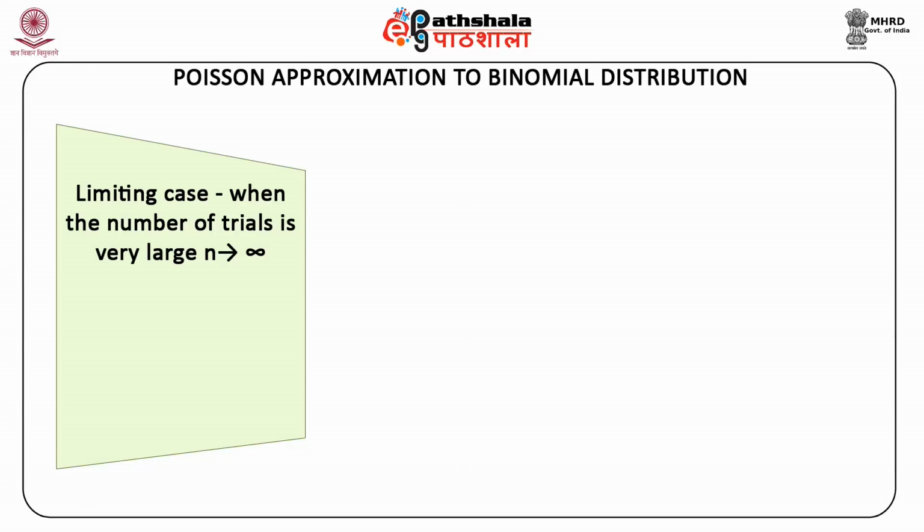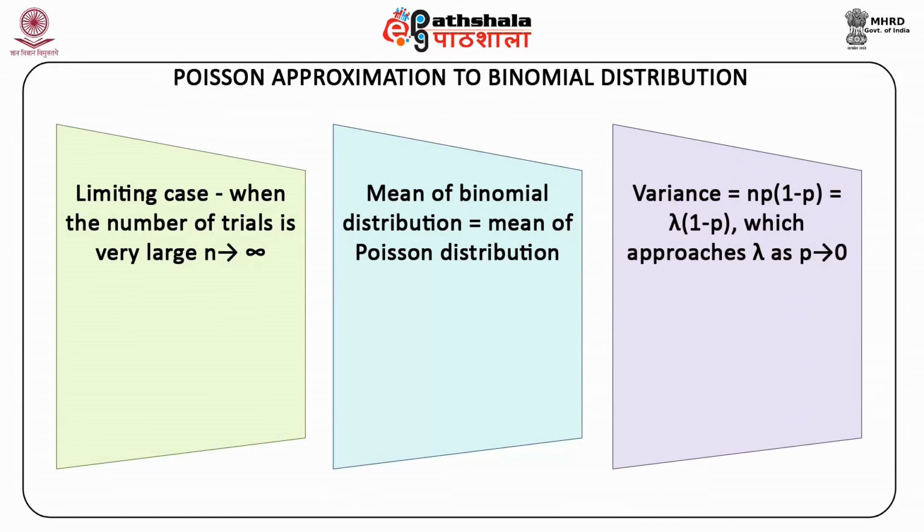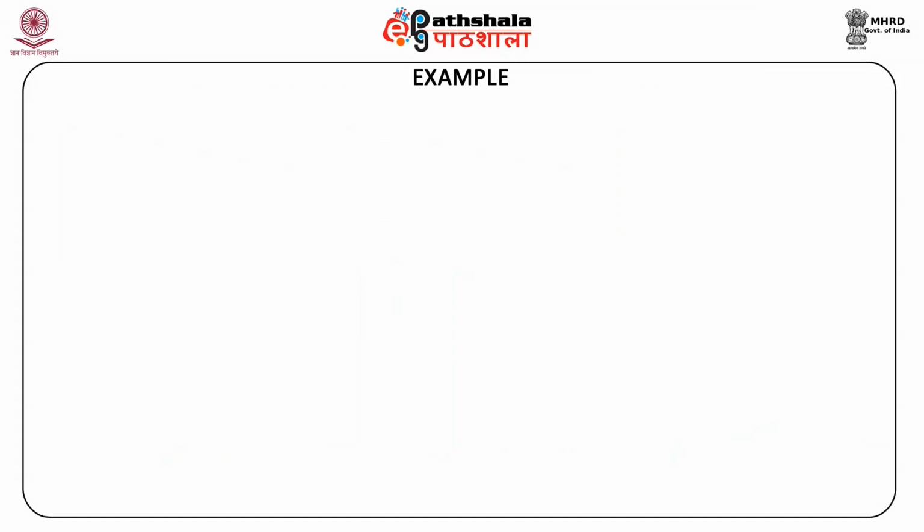The Poisson distribution is the limiting case of a binomial distribution when the number of trials is very large, that is, when n tends to infinity, and the probability of success is very small, that is, p tends to 0. So that the mean of binomial distribution np is equal to lambda is equal to mean of Poisson distribution, which is finite. Also, variance is equal to npq, which is equal to np into 1 minus p, which is further equal to lambda into 1 minus p, which approaches lambda as p tends to 0.